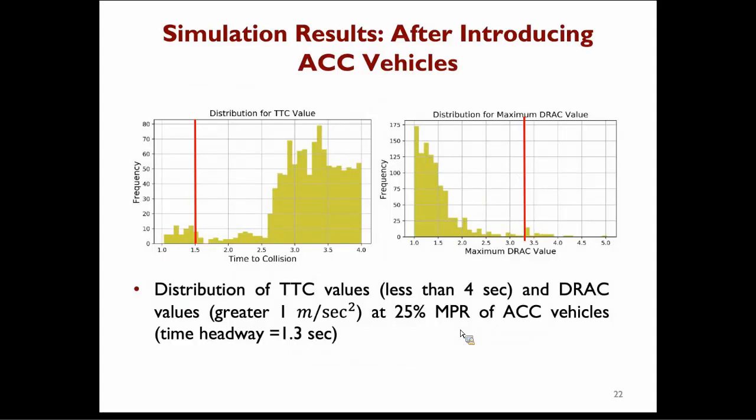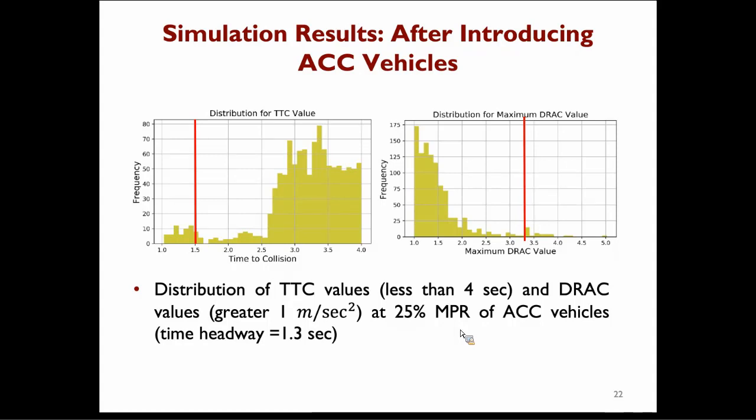And with that base condition, we used an ACC controller in those vehicles in the simulator. In SUMO, there is a car following model for those ACC controllers, and we chose different penetrations of 25%, 50%, 75%, and 100%. We used different market penetration rates of ACC vehicles and saw how they change those potential collision risks. So this is the one for the 25% market penetration rate.